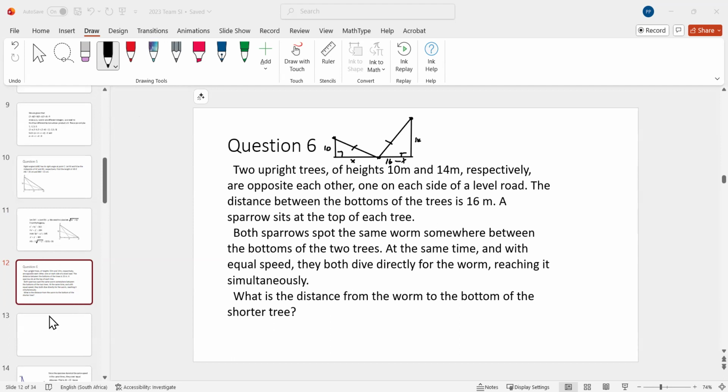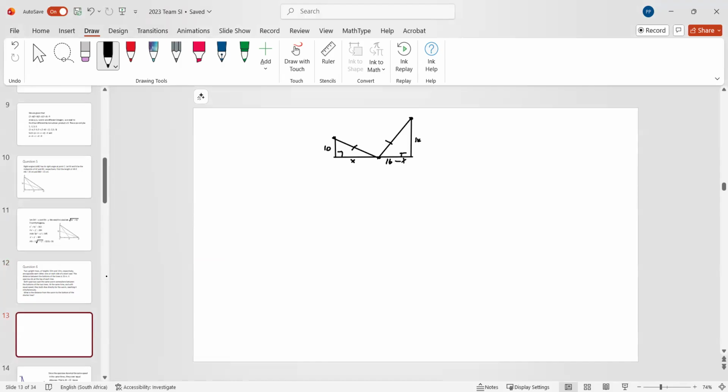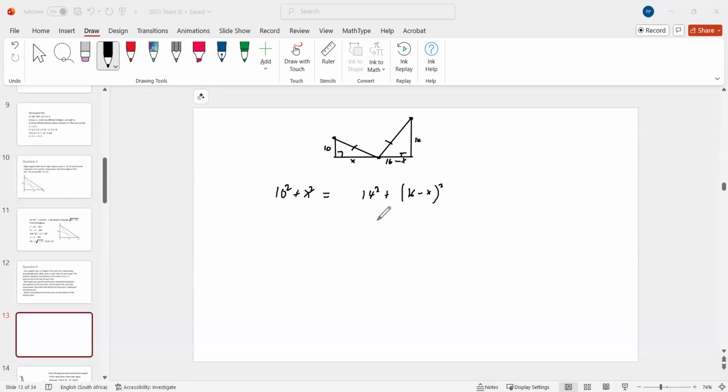So what I've done here is, let me just go to this blank page. So what I've got here is 10 squared plus x squared is equal to the square of this. But this is the same as that because the birds travel at the same speed and the same time. So therefore, they would have covered the same distance. Is equal to 14 squared plus 16 minus x all squared.